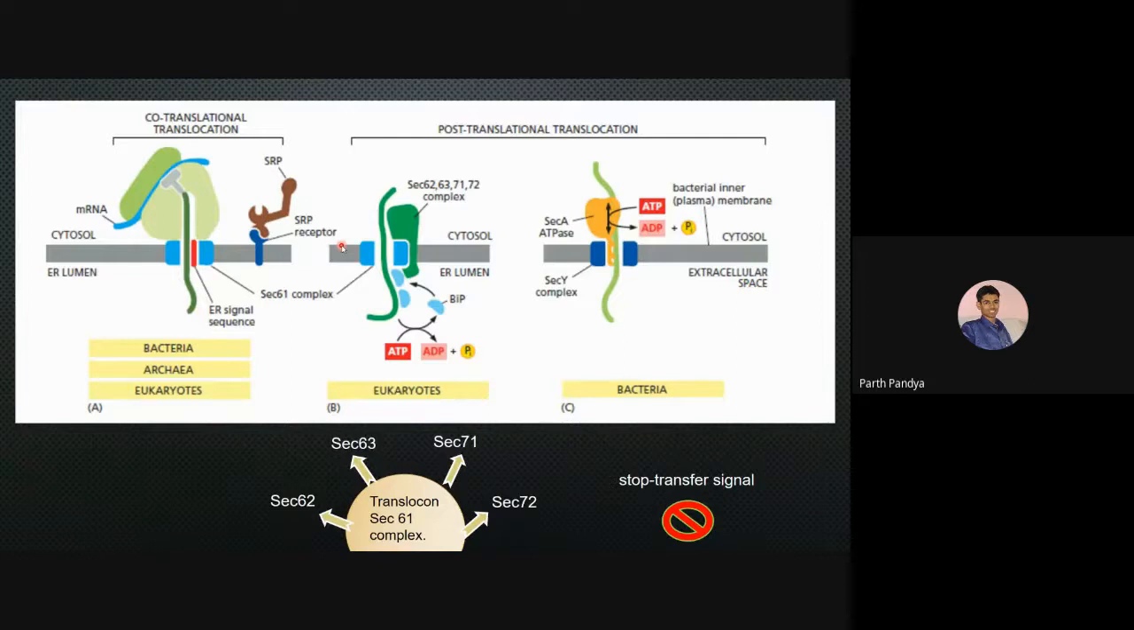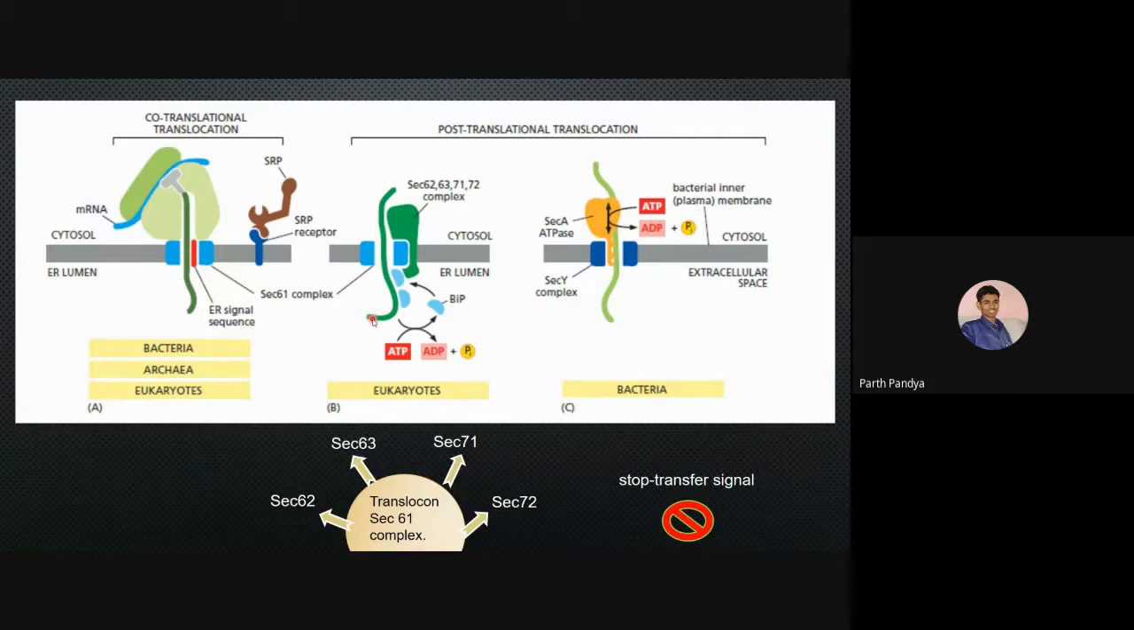Okay. In case of post-translational translocation in eukaryotes, the complex involved is Sec62, 63, 71, and 72. This is the whole complex that has been found. Simultaneously, this complex stabilizes the Sec61 complex and forms a larger pore through which the polypeptide goes inside.